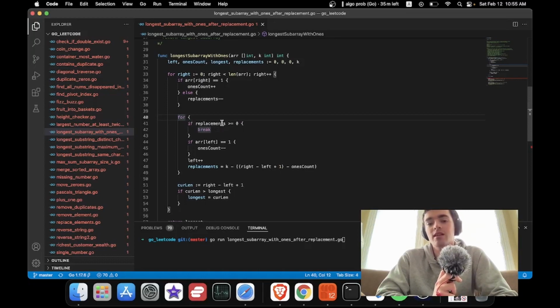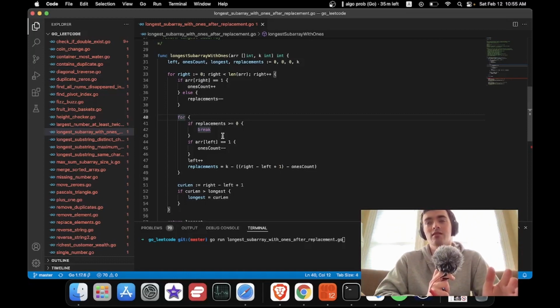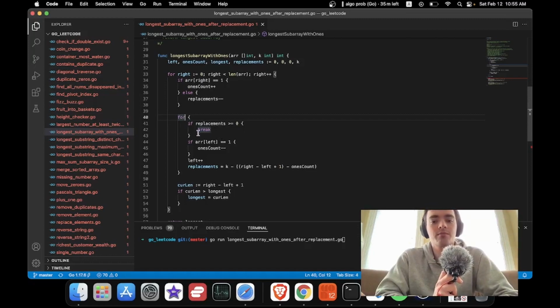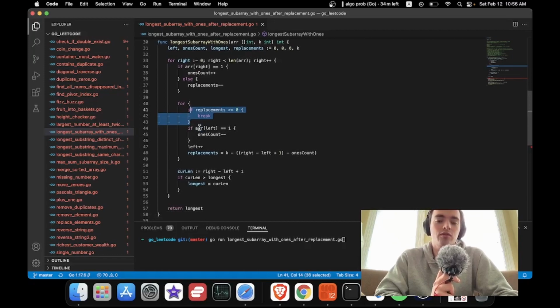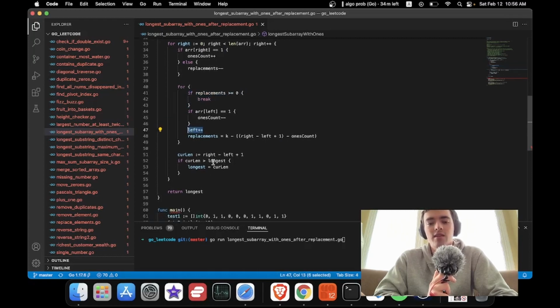But if I have less than 0 replacements left, then I need to adjust the length of the sliding window, the length of the subarray, by moving the left side to the right a little bit. So basically, while I have less than 0 replacements left, first I subtract from my ones count a 1 if the current left side integer is a 1. And then I increment the index of the left side, and then I recalculate my replacements.